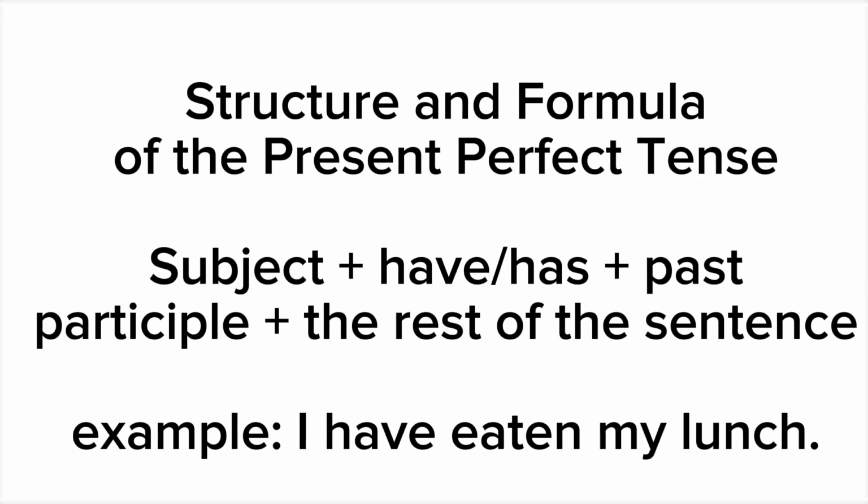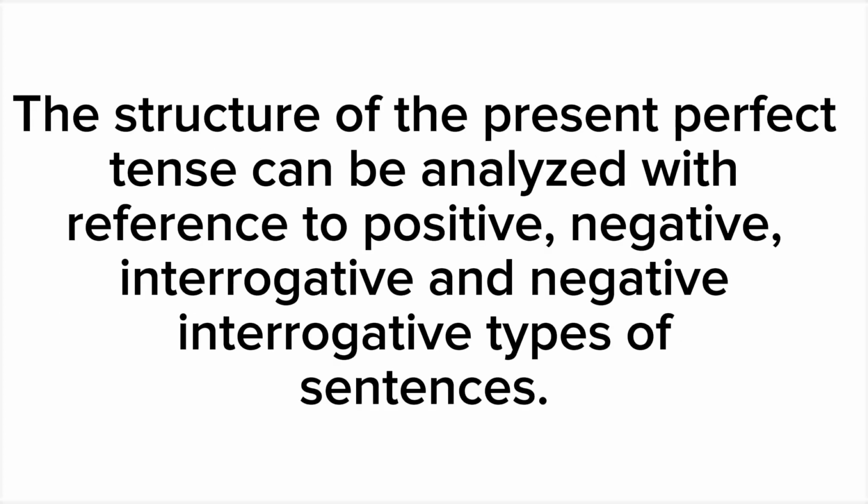Now, this is the structure and formula of the present perfect tense. Subject plus have or has plus the past participle of the verb and the rest of the sentence. Example, I have eaten my lunch. The structure of the present perfect tense can be analyzed with reference to positive, negative, interrogative, and negative interrogative types of sentences.